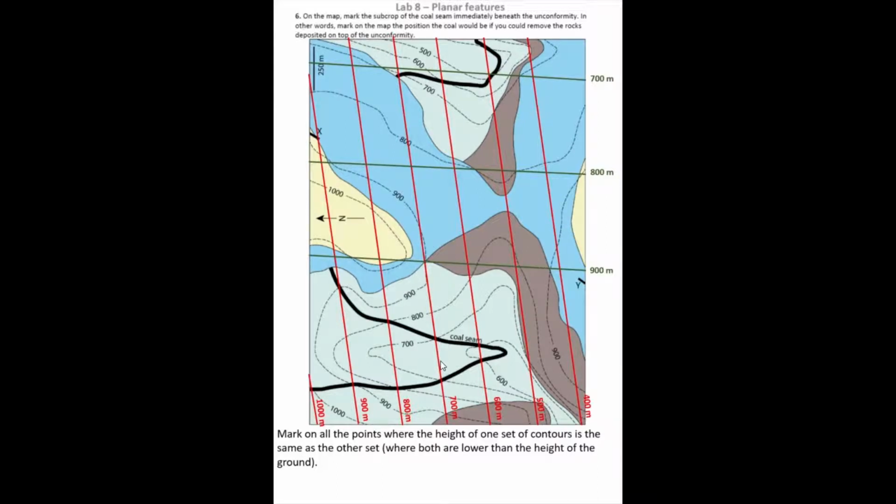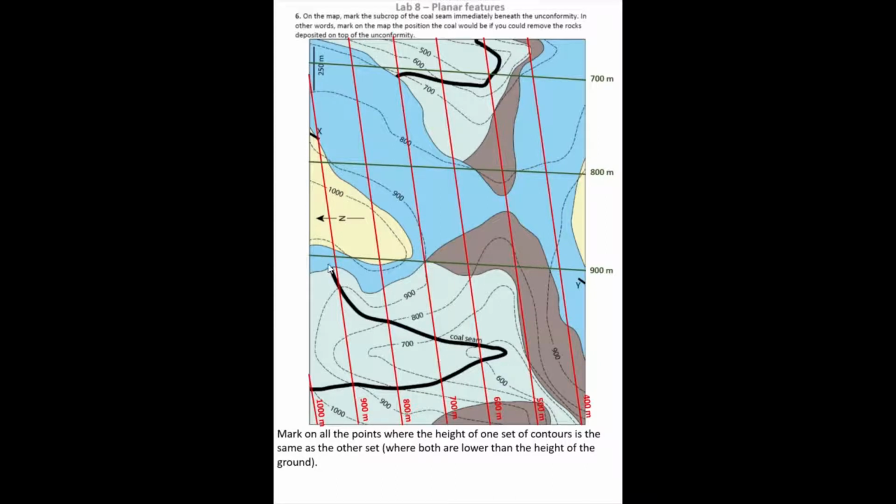Okay, so now what we need to do is mark on all of the points where the height of the coal seam contours and the height of the unconformity contours are the same, and where both are still beneath the height of the ground. If they were above the height of the ground, then that means that they've been eroded away, so we won't see it anyway. So we need to find it where they're equal and both below the height of the ground.